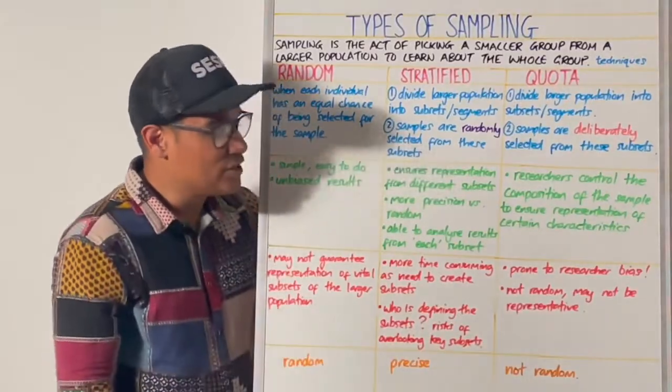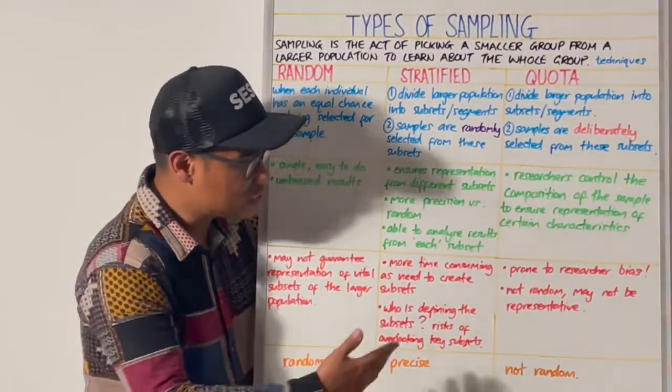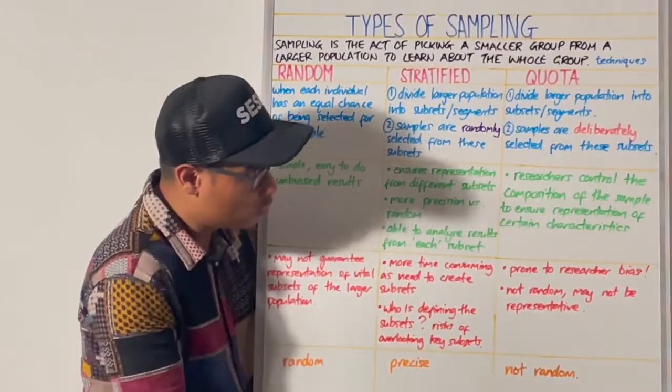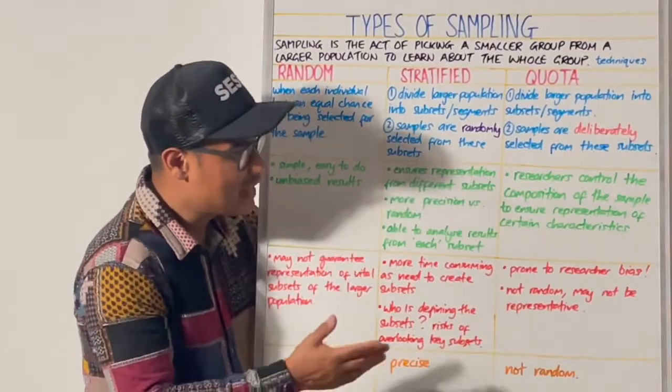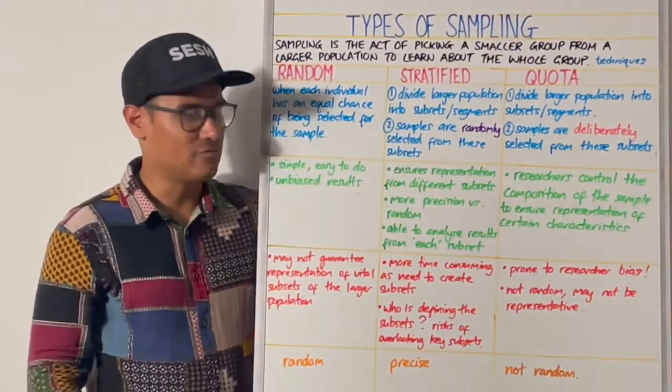Therefore, it's prone to researcher bias. It depends on the researcher there. And it's not random, of course, because they've been deliberately picked. And therefore, it may not be truly representative.